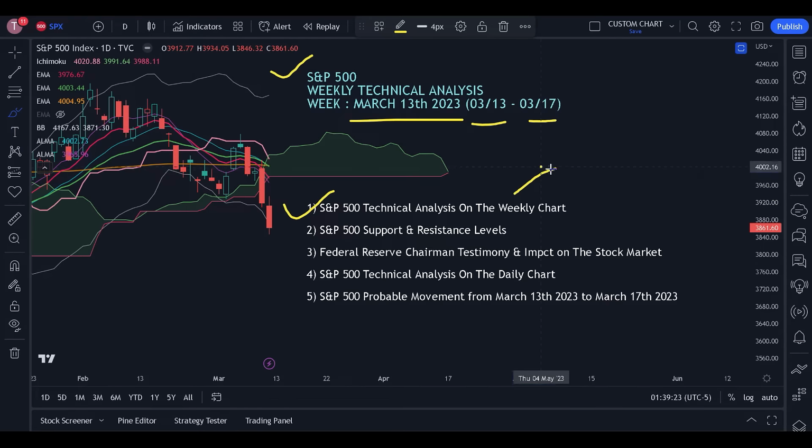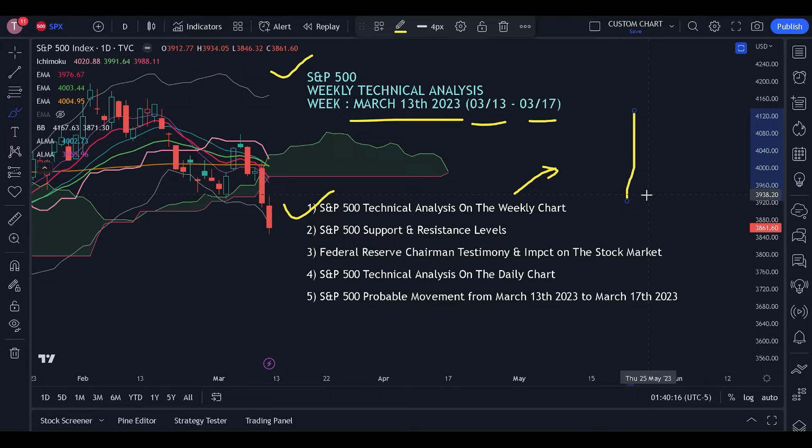The first point of the agenda is the S&P 500 technical analysis on the weekly chart. Weekly chart means the hawk eye view, the big picture. We are going to see what is going to happen in the S&P 500 on the weekly chart. This week, you will be surprised to know that the S&P 500 has formed an engulfing candle on the weekly chart. It's a very heavy bearish engulfing candle, and it is very, very significant, right?